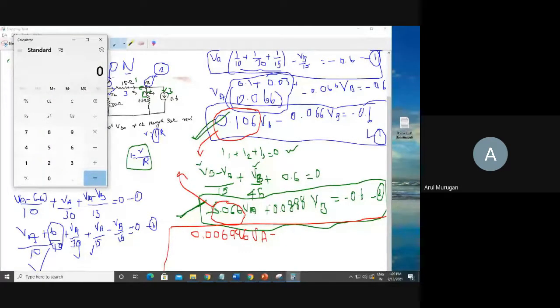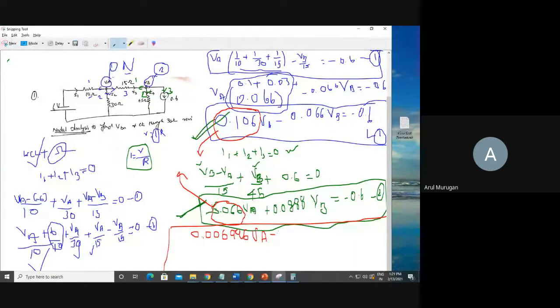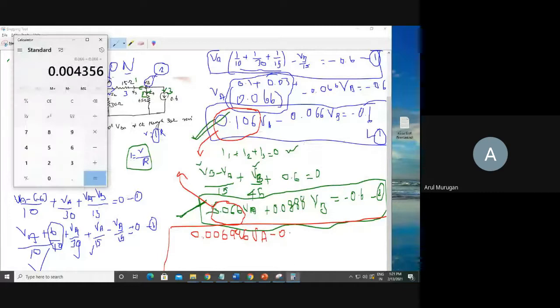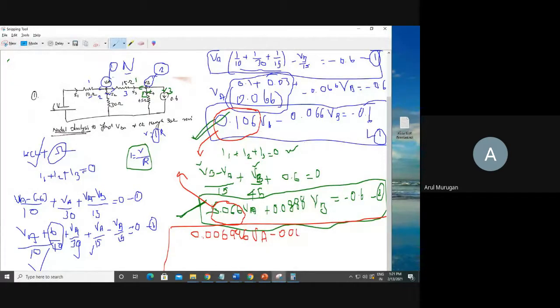Then multiply this one, 0.066. Commonly we are multiplying, and the same term is available, 0.066. What is the answer? 0.00436 VB. It is equal to minus.